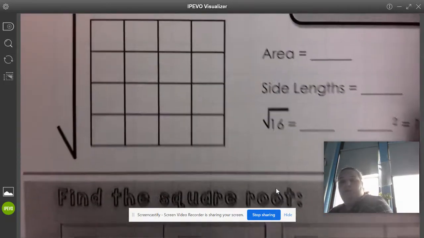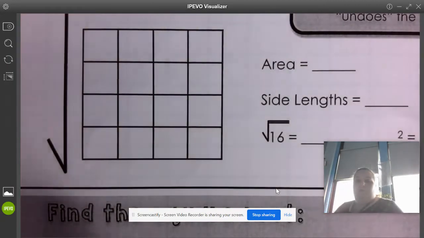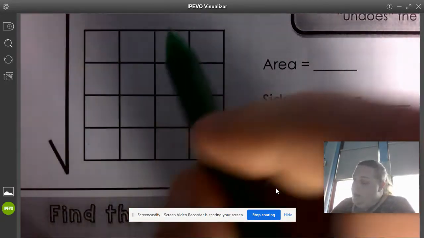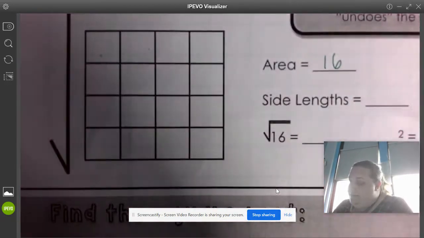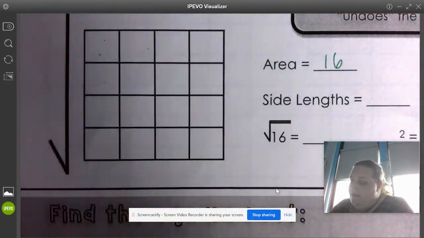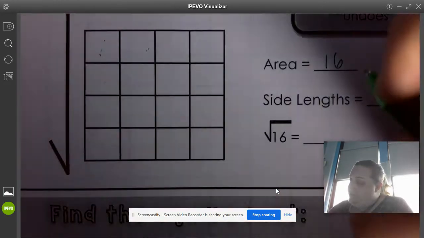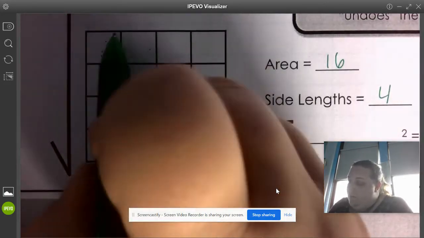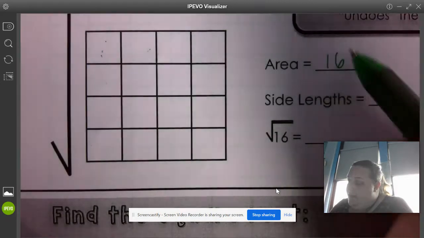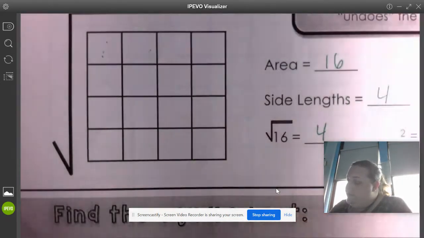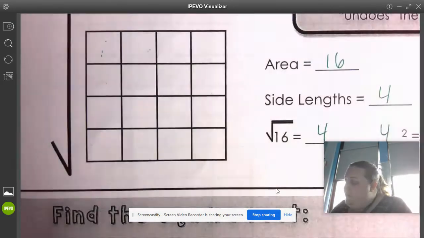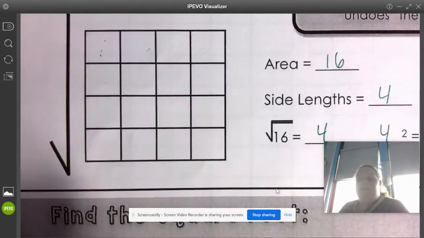Let's take a look at the next one. This square has a total area, if I count all these little squares, of 16. One side length, any of them I could choose from, is 4 units. It's a 4 by 4 square, giving me the area of 16. Therefore, the square root of 16 is 4, because 4 to the power of 2, or 4 squared, is 16.